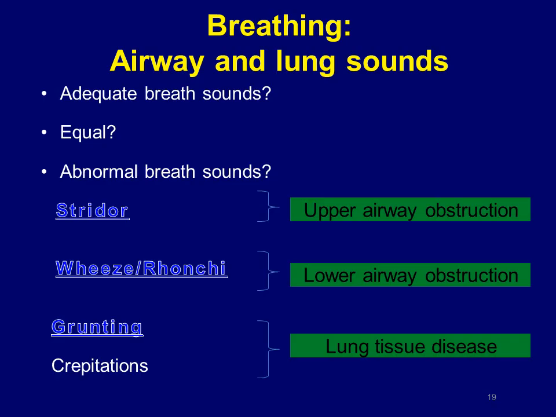Next we need to assess the breath sounds and decide whether they are adequate or equal bilaterally. We also have to listen for any additional abnormal breath sounds such as stridor. This may be due to upper airway obstruction. Wheezing or rhonchi may be due to lower airway obstruction. Grunting and crepitations may be due to lung tissue disease.